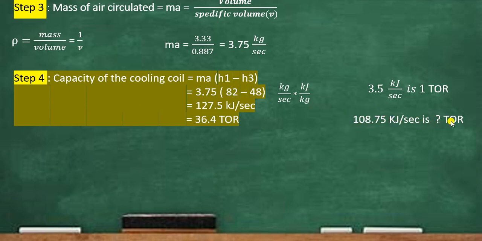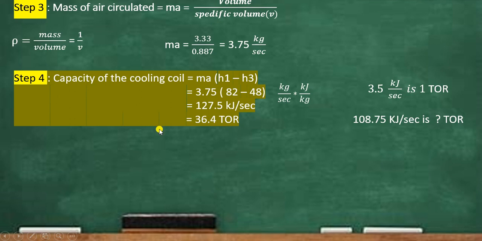This is an example it has given. So if 3.5 kilojoule per second is 1 ton of refrigeration, what is the value of 127.5 kilojoule per second? How much is a ton of refrigeration? Divide 127.5 by 3.5, and you will get 36.4 ton of refrigeration. Remember, TOR stands for ton of refrigeration. It is a unit of refrigerating effect, that is cooling effect.